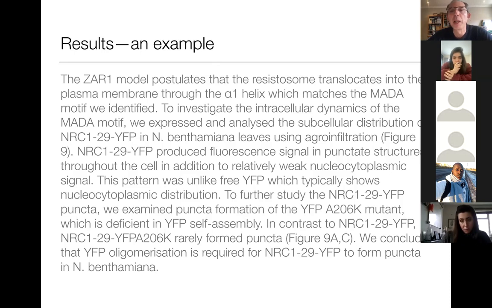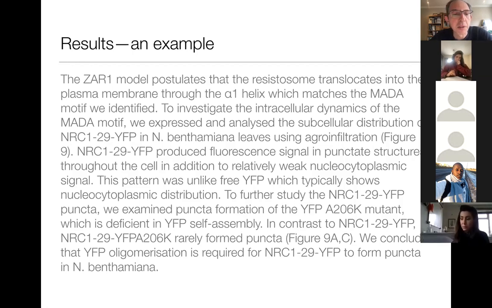So the ZAR1 model postulates that the resistosome translocates into the plasma membrane through this alpha helix, which matches this motif we identified in this paper. To investigate the intracellular dynamics of this motif, we expressed and analyzed the subcellular distribution of an NRC YFP construct in Nicotiana benthamiana leaves using this method, agroinfiltration. This construct produced fluorescence signal in punctate structures throughout the cell and also some weak nucleocytoplasmic signal. The pattern was different from free YFP, which usually was nucleocytoplasmic.